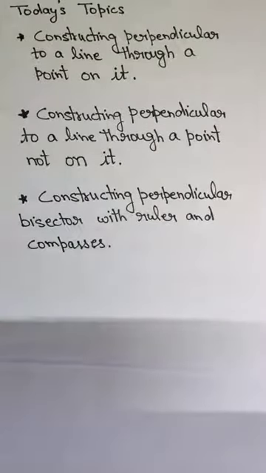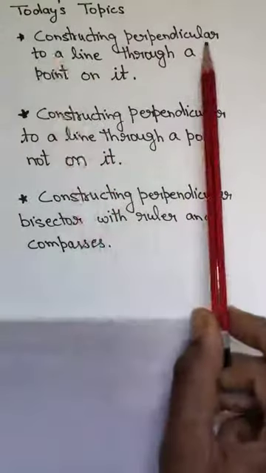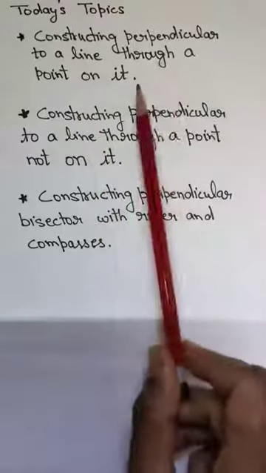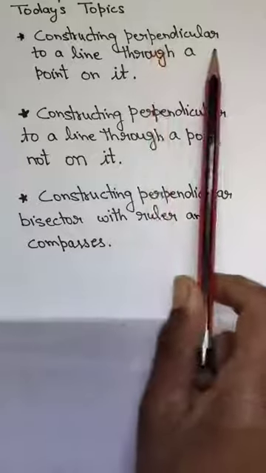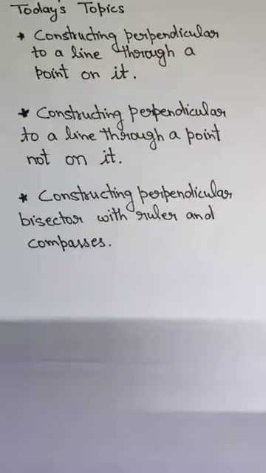Now see today's topics. Today we will do how to construct a perpendicular to a line through a point on it. Perpendicular, you know, means making an angle of 90 degrees. Okay, and also how to construct a perpendicular to a line through a point not on it.